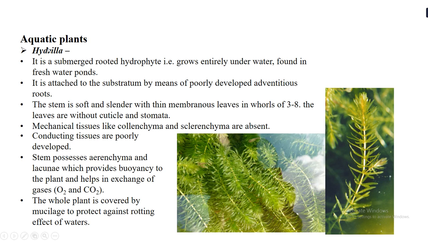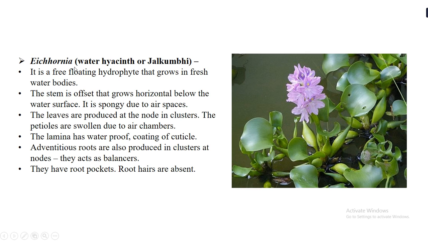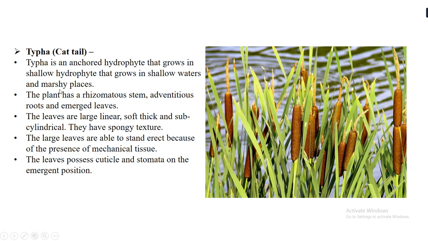Then we also spoke about aquatic plants. Again there are 3 aquatic plants that we studied. The first one is Hydrilla, which is a completely submerged rooted hydrophyte. Then was Eichhornia, which is also known as water hyacinth or Jalkumbi. This is a free floating hydrophyte. And then the third one was Typha, which is also known as cattail, and it is an anchored hydrophyte. So this was about the previous session that we have studied.